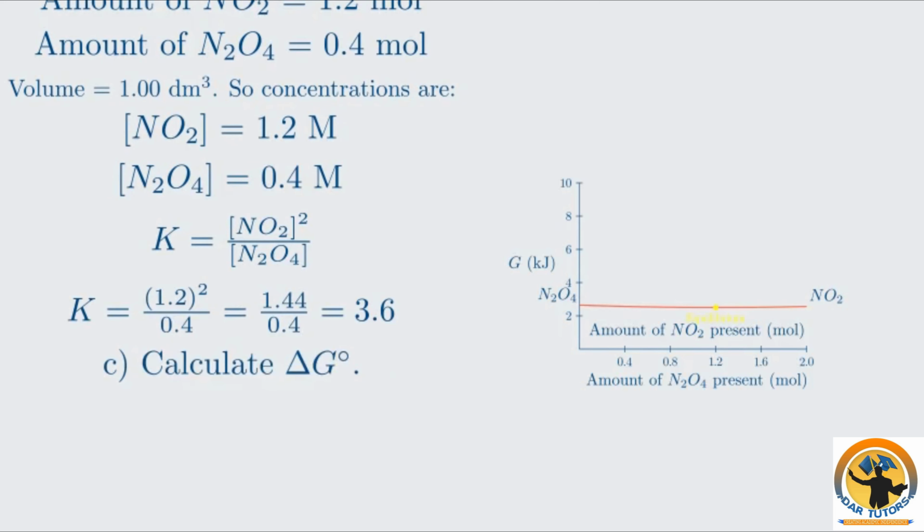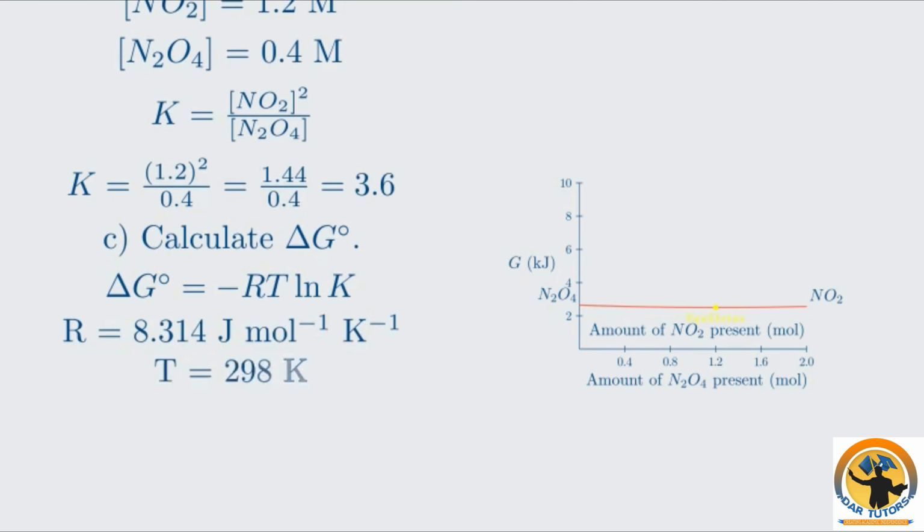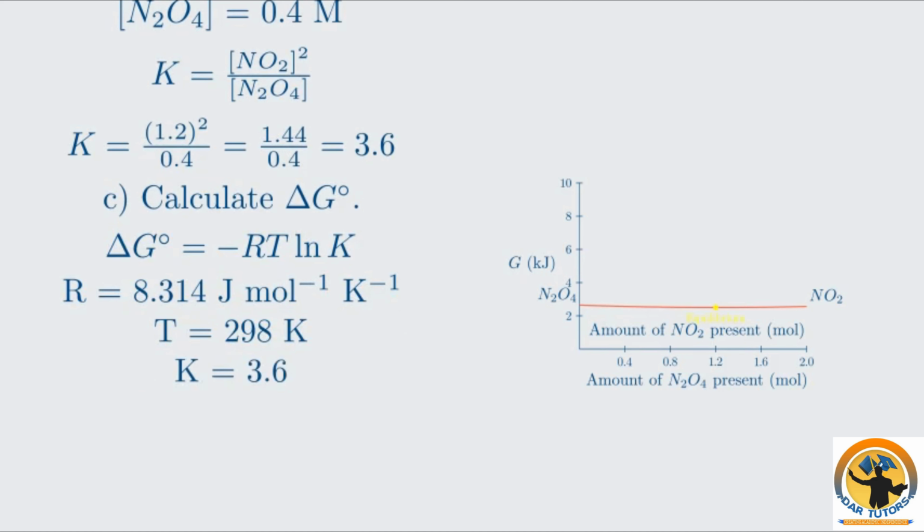For part C, we use this value of K to calculate the standard Gibbs free energy change, delta G naught. We use our key thermodynamic equation: delta G naught equals minus RT ln K. We must be careful with units. R is in joules per mol Kelvin, so our result will be in joules. The temperature is 298 Kelvin, and we just found K is 3.6.